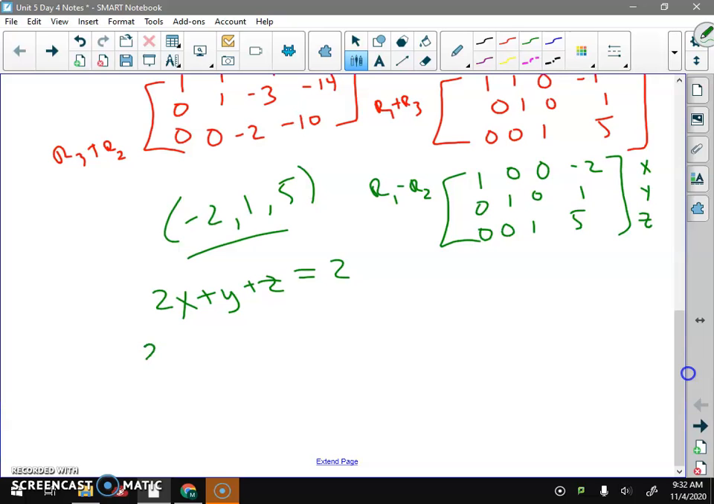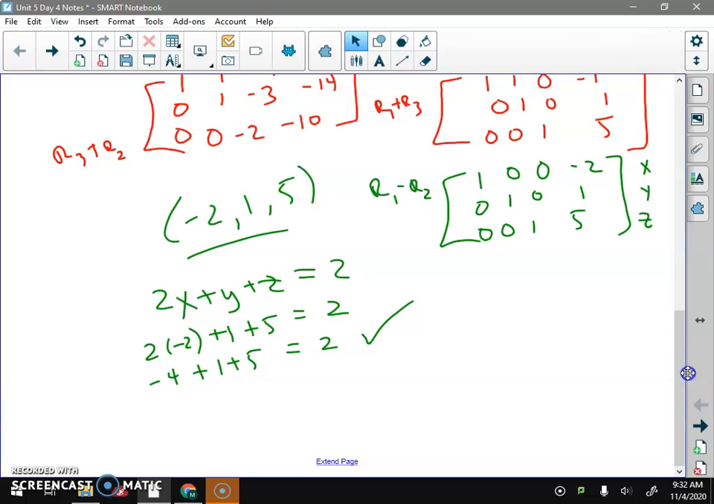2 times negative 2 plus 1 plus 5. Does that equal 2? Negative 4 plus 1 plus 5. 6 minus 4 is 2. It checks. And it's also the intersection of the 3 planes in space. All right, so that's a good one.